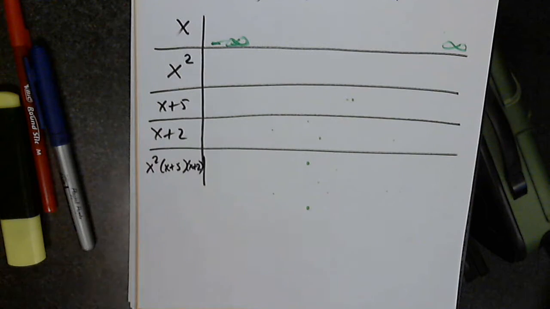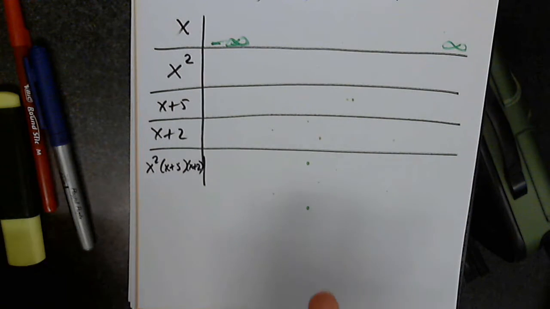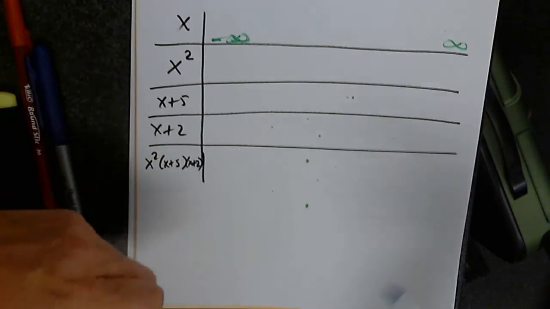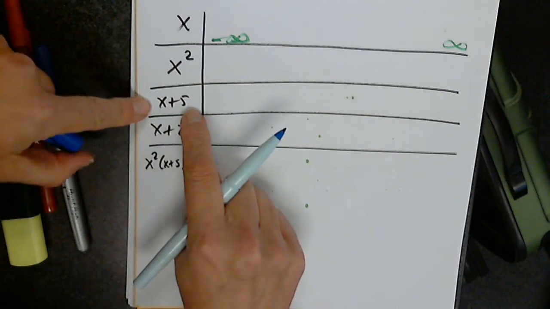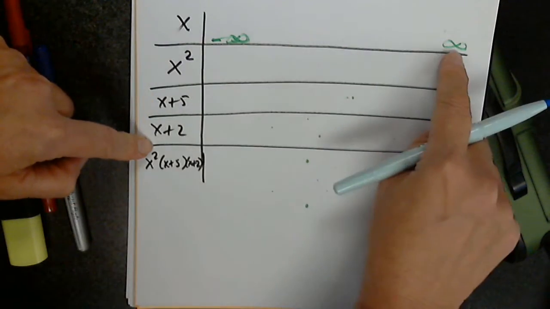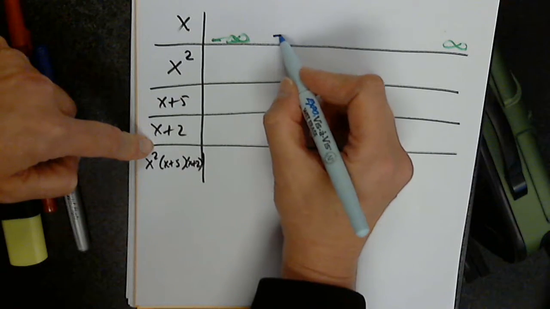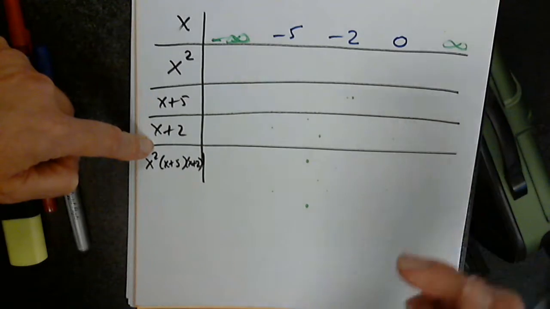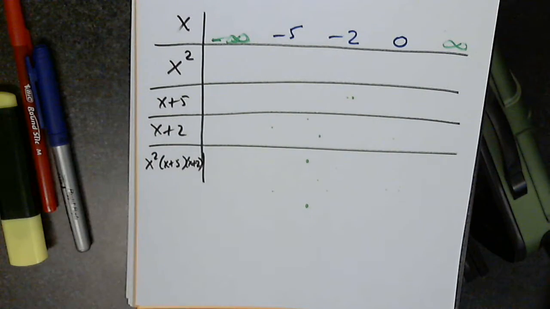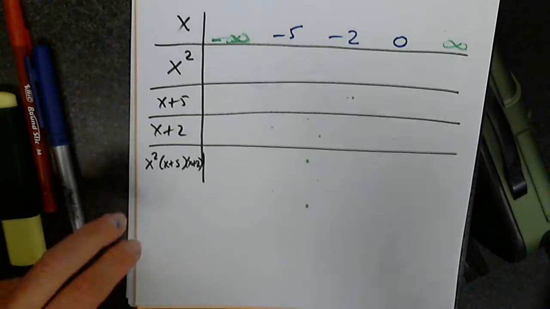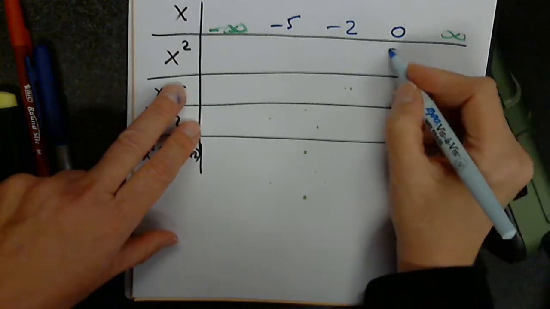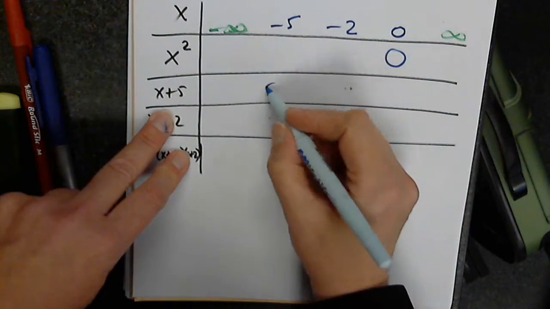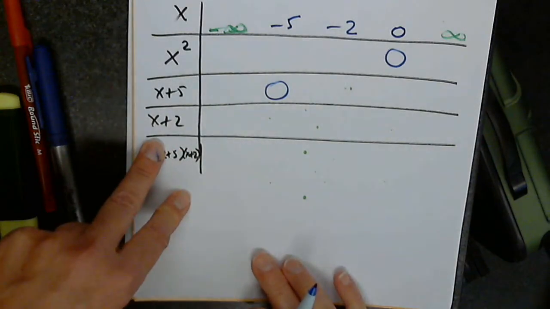And now, what values of X do I have to put in the chart? For this one, good. For this one, good. In order from left to right, what should I put first? The next one. And then, good. There must be a 0 somewhere for X squared. Under 0, perfect. There must be a 0 somewhere for X plus 5. And there must be a 0 somewhere for X plus 2.